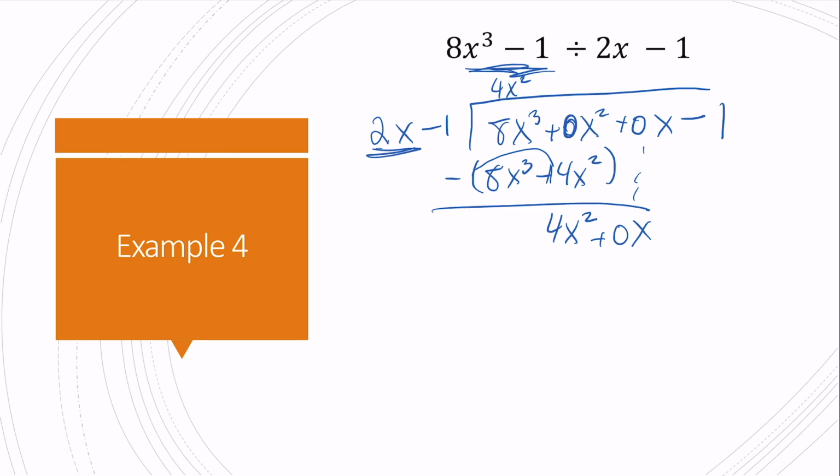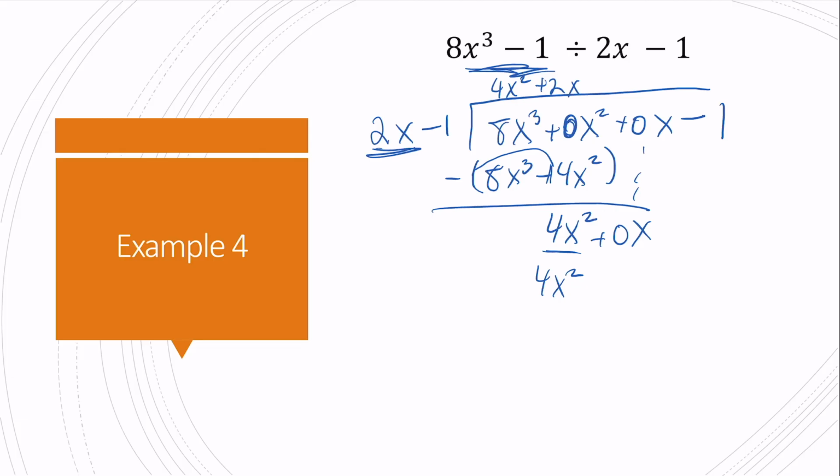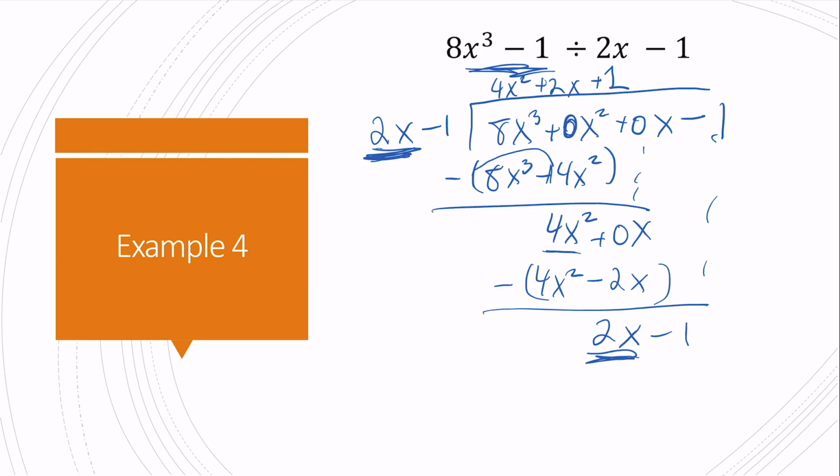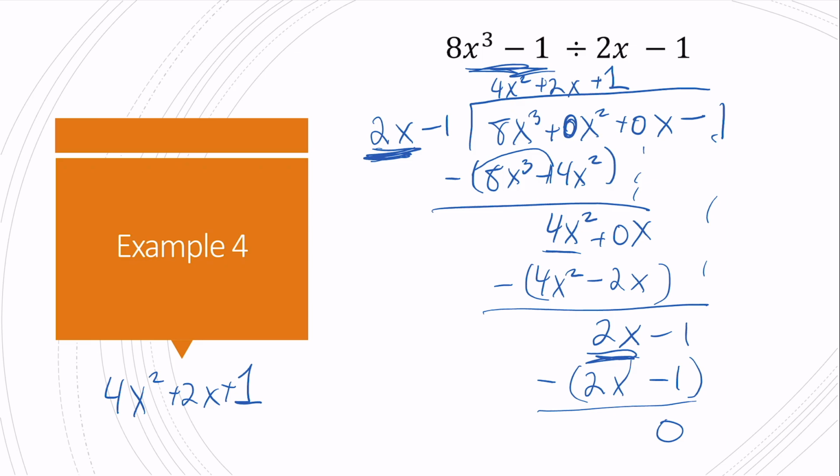What do I multiply 2x by to make it look like 4x squared? That's 2x. 2x times 2x is 4x squared. 2x times a negative 1 is a negative 2x. I subtract to get 2x minus 1. What do I multiply 2x by to make it look like 2x? That's just going to be 1. 1 times 2x is 2x. 1 times negative 1 is negative 1. When I subtract, I get a remainder of 0. So my quotient is 4x squared plus 2x plus 1, and there is no remainder.